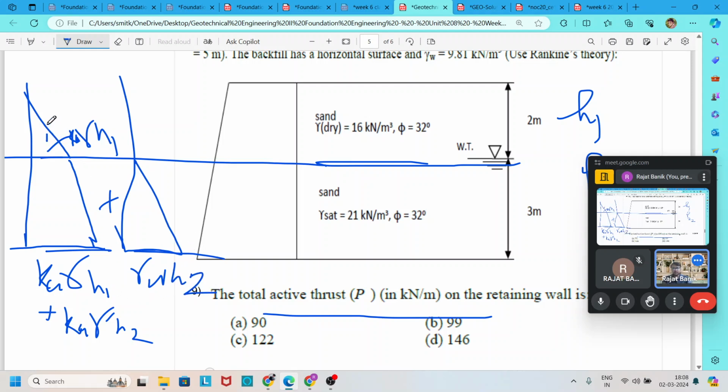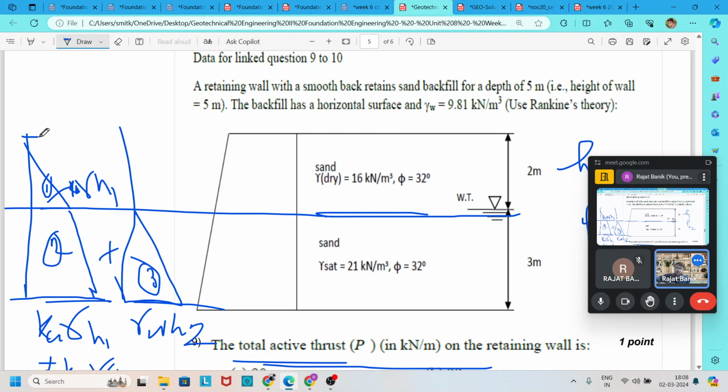After this we divide this area into 1, 2, 3, first find area 1, 2, 3 and add up to get the active earth pressure thrust. For finding the point of action from the surface, we first find the CG distance of each area from the surface. From here to here, I say it is y1. From here to here it is y3. From here to here it is y2.